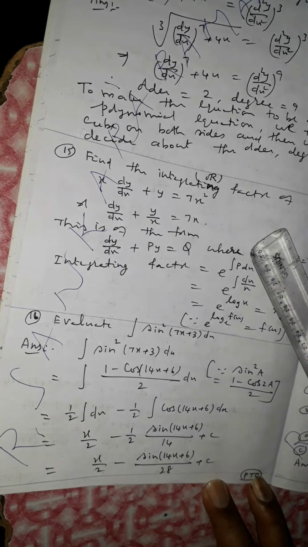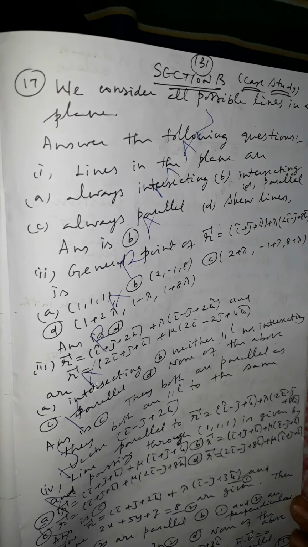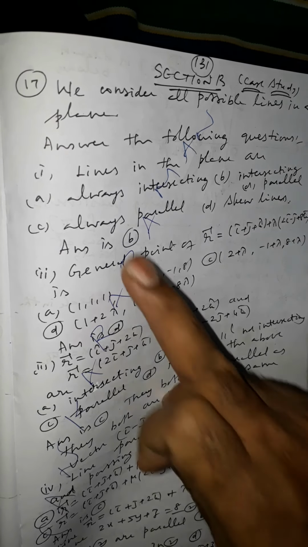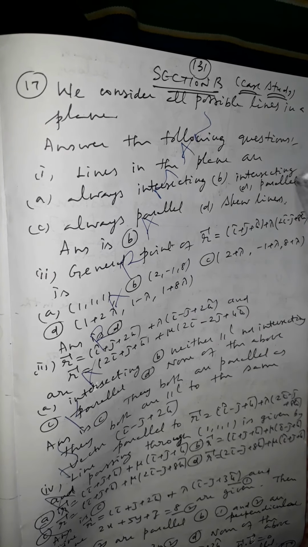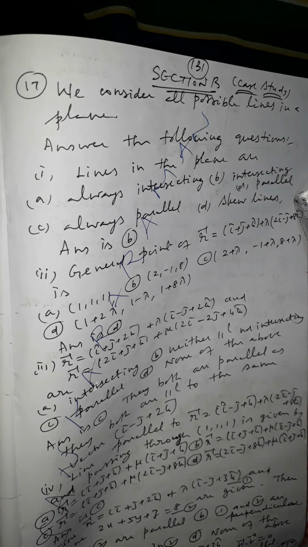We'll move on to the next question. We consider all possible lines in a plane. Answer the following questions. Lines in the plane are: A, always intersecting; B, intersecting or parallel; C, always parallel; D, skew lines. Obviously the answer is B. Lines in any plane will be either intersecting or parallel.